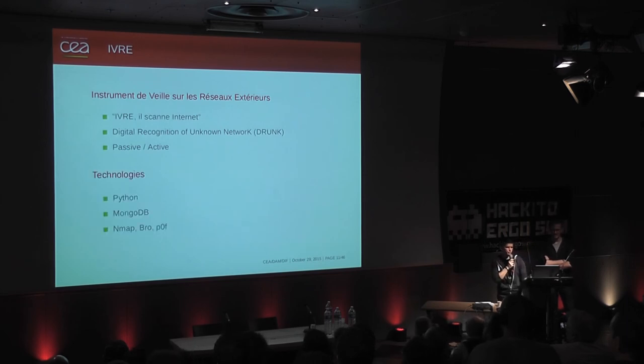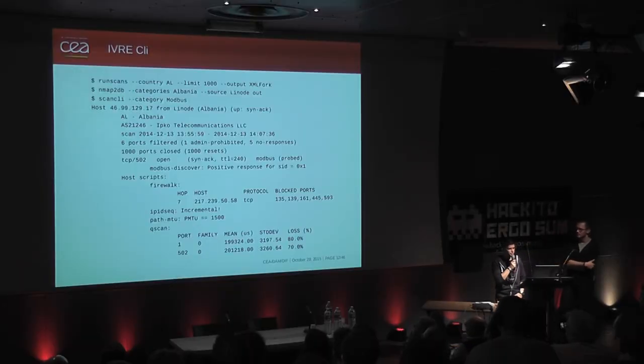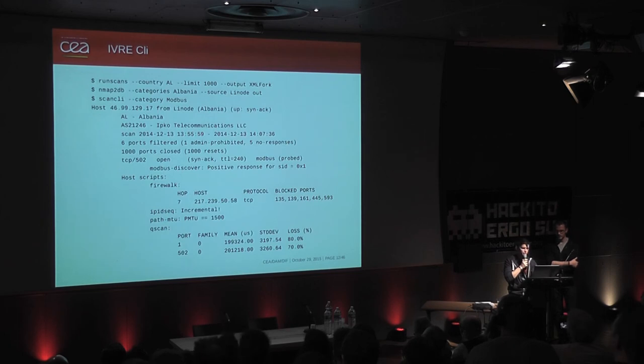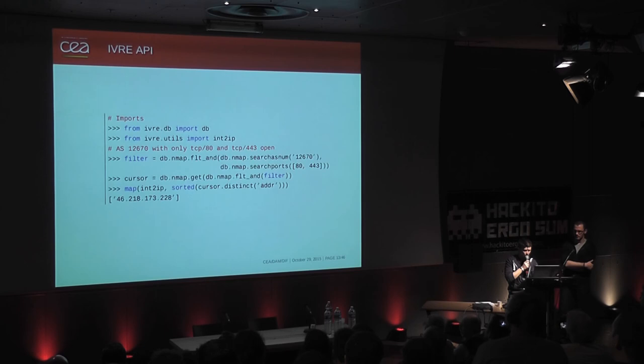It manages passive and active, but we will just focus on the active part, and it uses common technologies. For instance, directly, you can say, okay, let's scan a country, for instance Albania, just 1,000 hosts. Then, once the scan has been done, get the results into our database and parse these results. Here is a sample host, and it looks like what Nmap gives you. You have the results of host scripts and, for each open port, the corresponding service script, and that's what you will use. You just have the Python API: say, okay, I want only this autonomous system, I just want the hosts with this port and this port. Give me them, and then we will work on this, and we don't have to manage getting and parsing data.